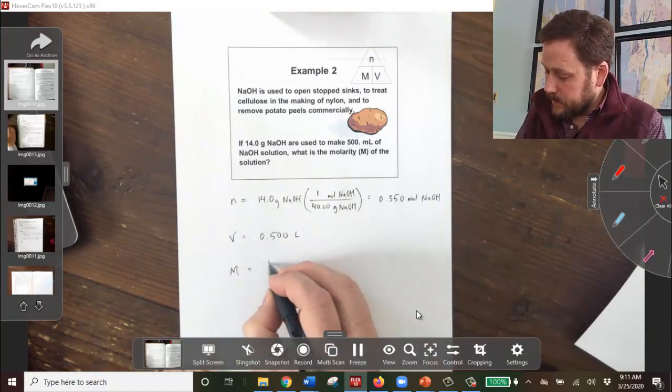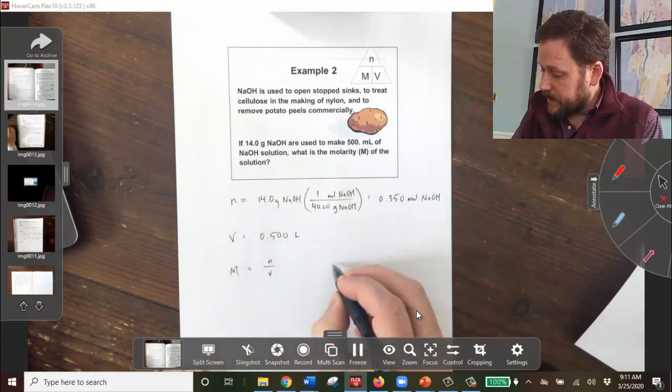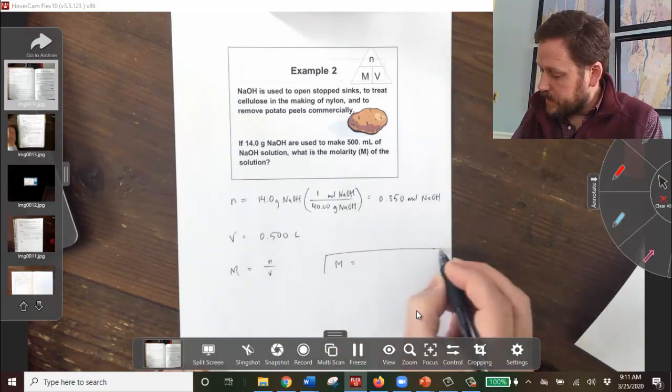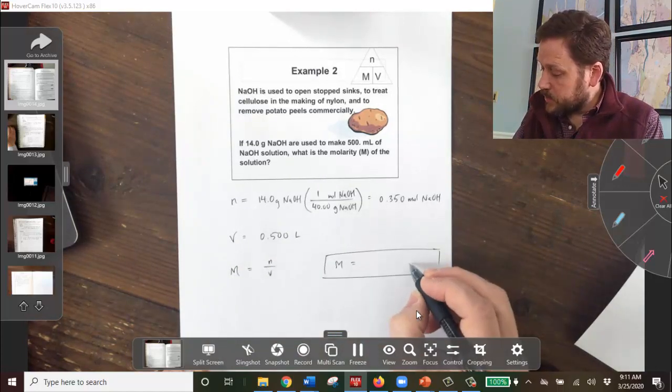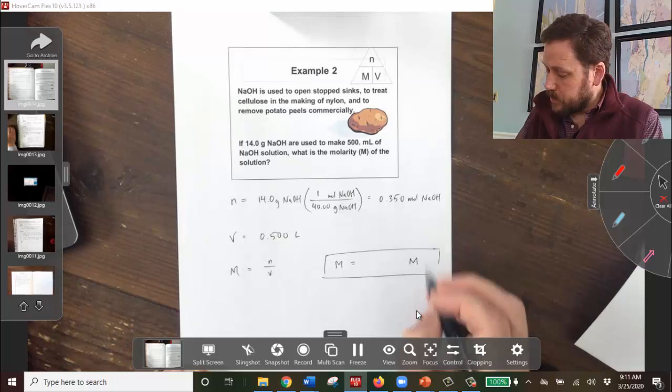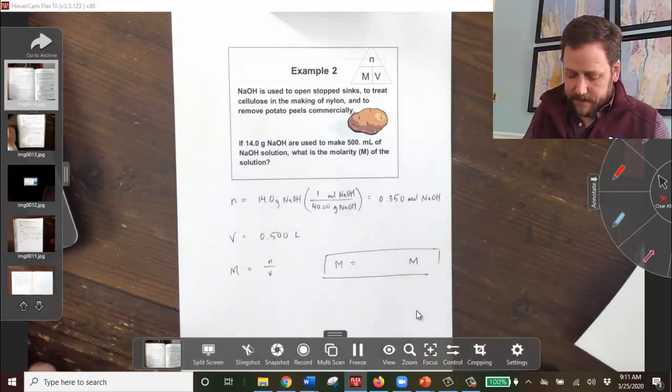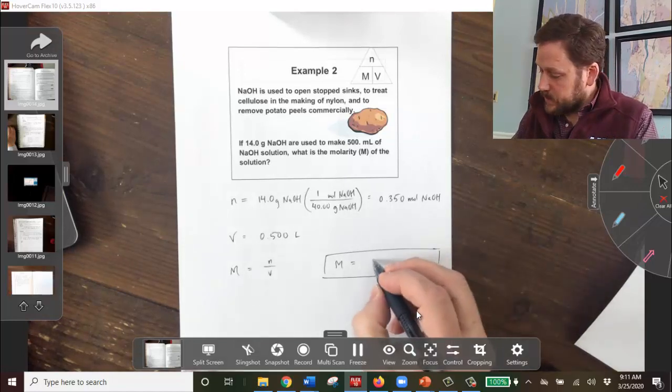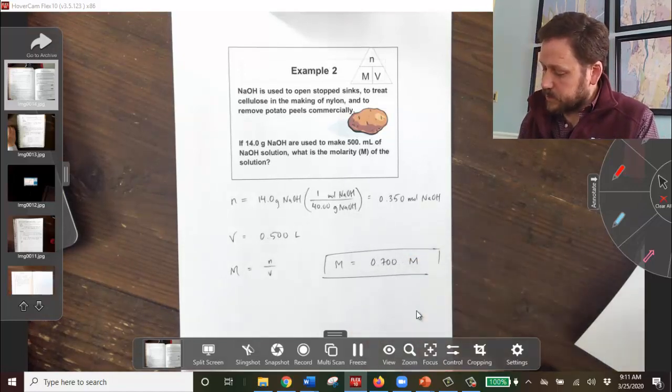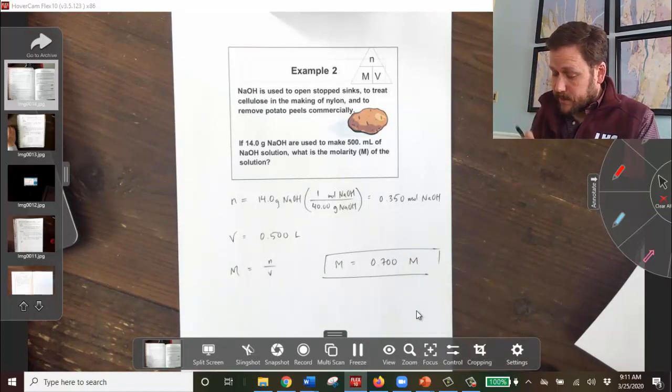as M equals N over V, then molarity is going to be calculated. Remember the units are moles per liter, also known as molar, as 0.35 divided by 0.5. So this is a 0.7 molar solution, and again, I've used 3 significant figures there. Let's try one more.